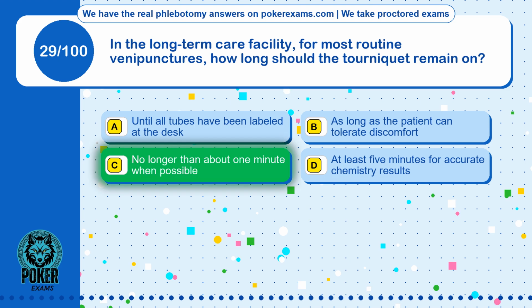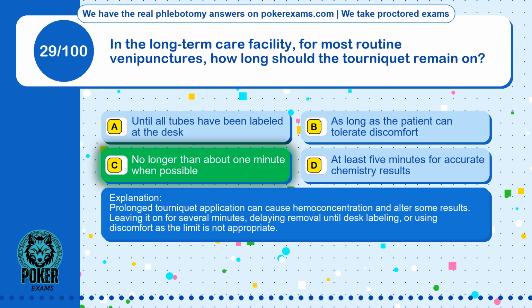The correct answer is option C. No longer than about 1 minute when possible. Prolonged tourniquet application can cause hemoconcentration and alter some results. Leaving it on for several minutes, delaying removal until desk labeling, or using discomfort as the limit is not appropriate.